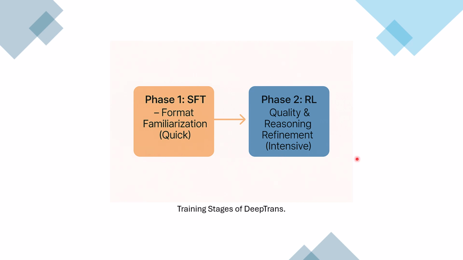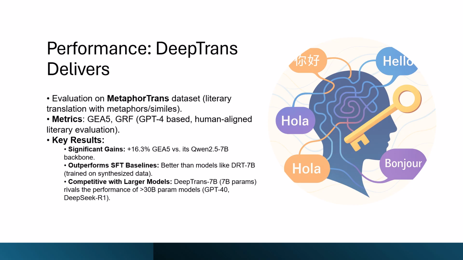SFT is a quick phase, whereas the RL is an intensive phase where the actual translation happens. Let's talk about one thing: does this approach work? The paper presents strong results, particularly on the MetaphorTrans dataset, which is a dataset that has metaphors and their translations. It is quite challenging as it is full of literary devices, and they used advanced metrics like GEMBA, which aligns well with human judgments of literary quality.